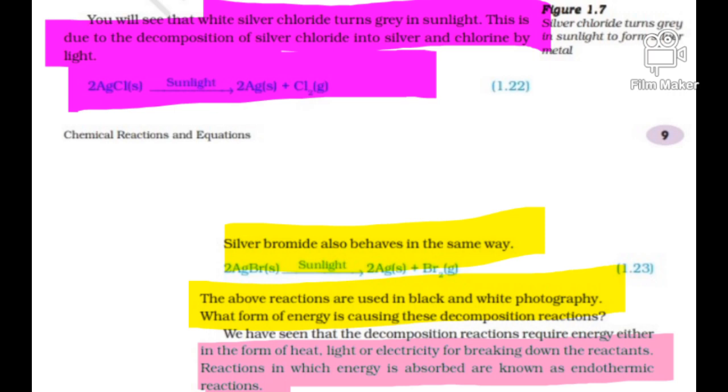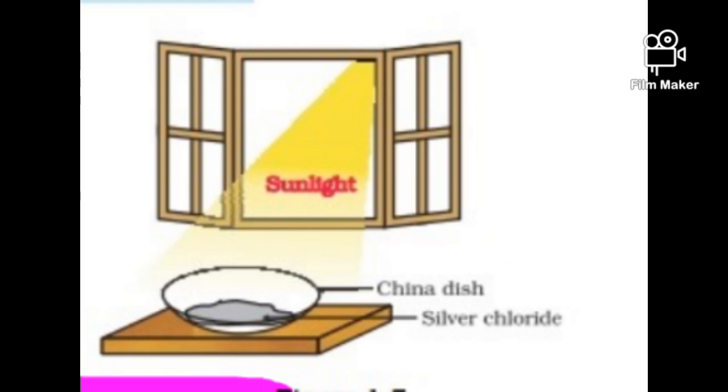There is another type of decomposition which takes place in the presence of light only. The more reactive the substance, the easier it is to break it down. Like silver chloride or silver bromide, which break down in the presence of light only. This is called photolytic decomposition, and this is the reason why these two substances are stored in dark bottles.